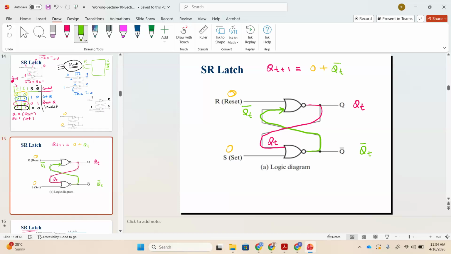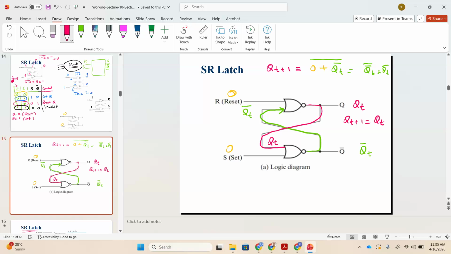Q_T bar whole bar. Am I right? Any question? Clear or not clear? So now if you see anything 0 plus this, it is actually Q_T bar double bar. So Q_T plus 1, in the next cycle, if you double bar here, it is actually Q_T. So now we have the next state. It means that Q_T plus 1 will be the same thing as Q_T.